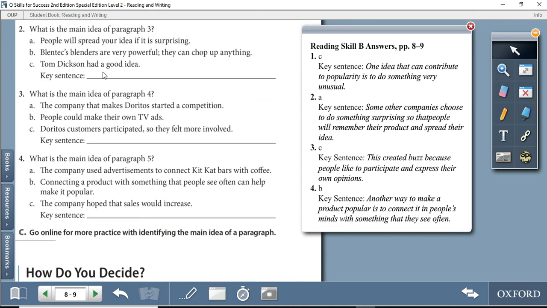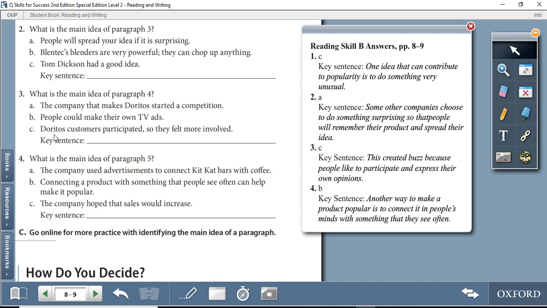2, what is the main idea of paragraph 3? The correct answer is A. People will spread your idea if it's surprising. And the key sentence, some other companies choose to do something surprising so that people will remember their product and spread their idea.